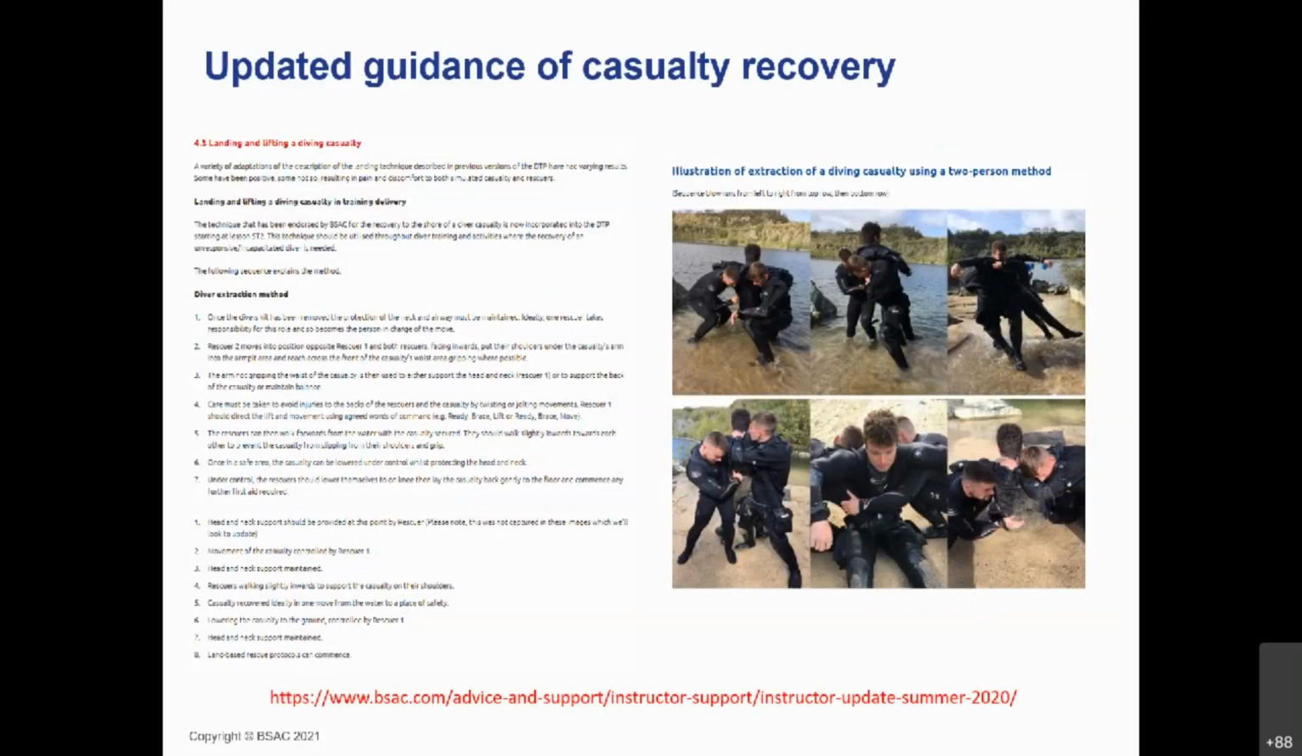Updated guidance on casualty recovery. Now, I just wanted to point this out. I'm not going to go into too much detail, but we have talked a little bit about how we're hoping that we're diving in an organized manner with a group of people and with shore cover. And there's various ways of bringing a casualty out of the water. We probably have more injuries training how to pull a casualty out of the water on our own than we do from casualties needing a controlled buoyant lift and basic life saving. So they've developed a technique for two people to recover a casualty safely out of the water.